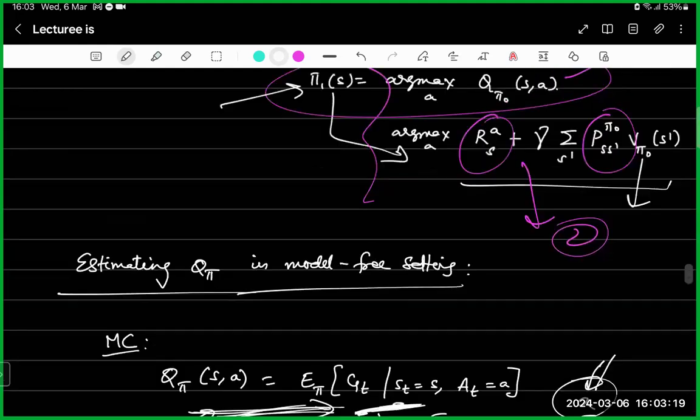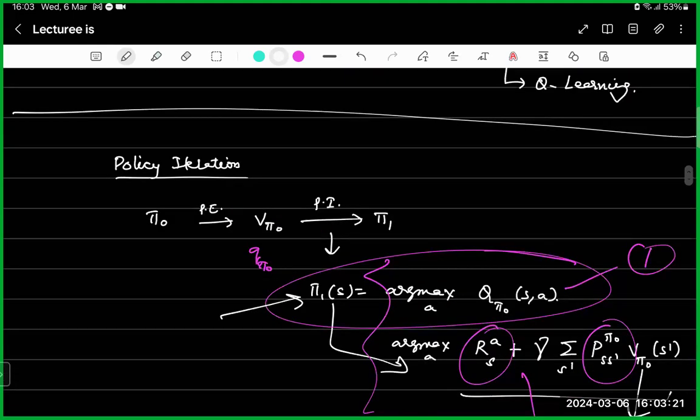But what happens to our policy improvement guarantee? Our policy improvement is giving a deterministic policy for us, right? We know that this equation one will definitely improve our policy. Like you have pi naught, you estimated q pi naught. Then if you improve your policy according to equation one, you are guaranteed that v pi one is greater than or equal to v pi naught. That is, policy improvement is guaranteed if you improve your policy according to equation one.